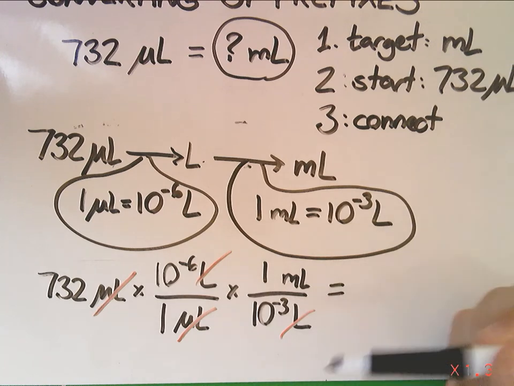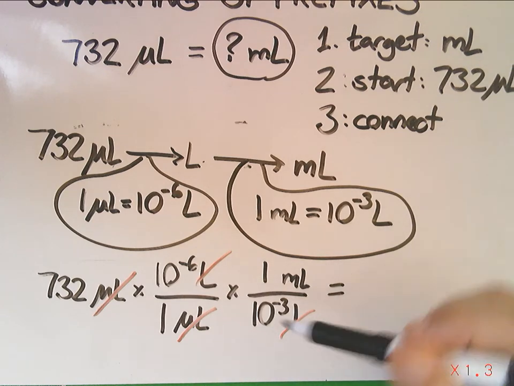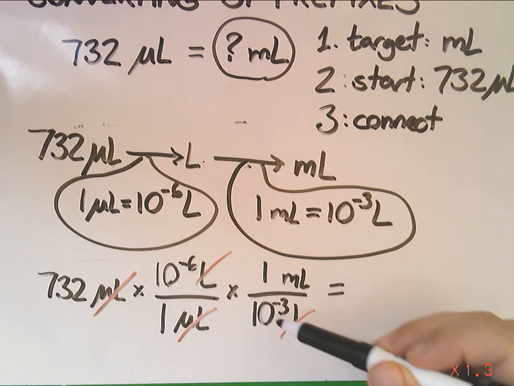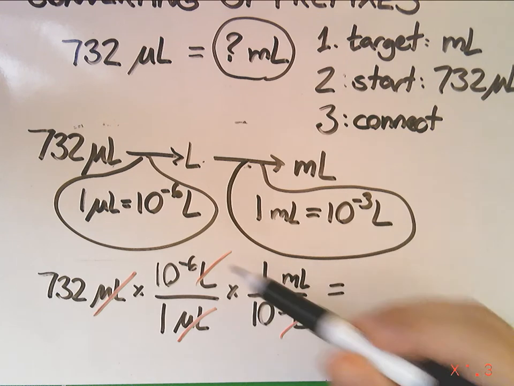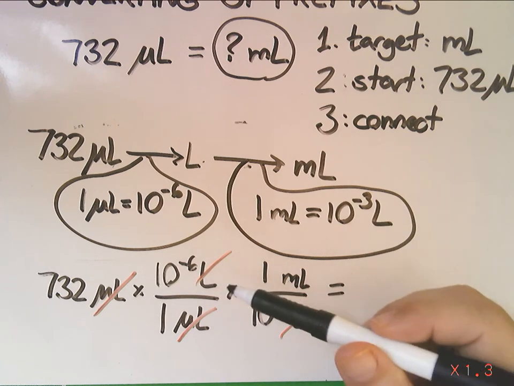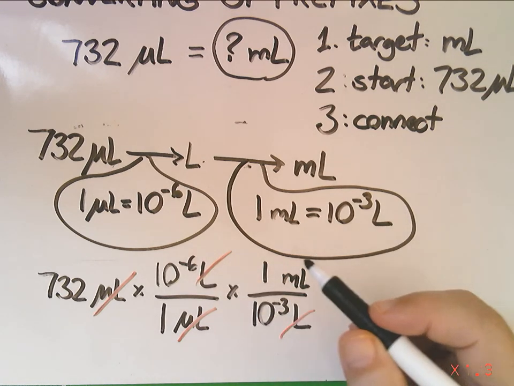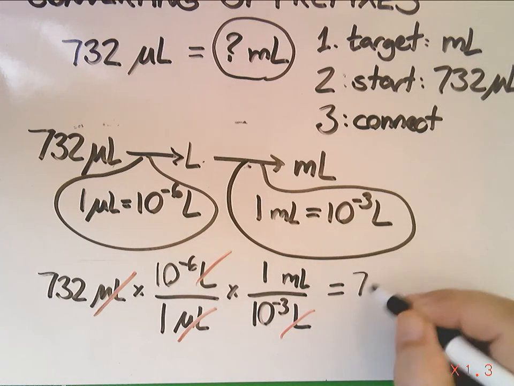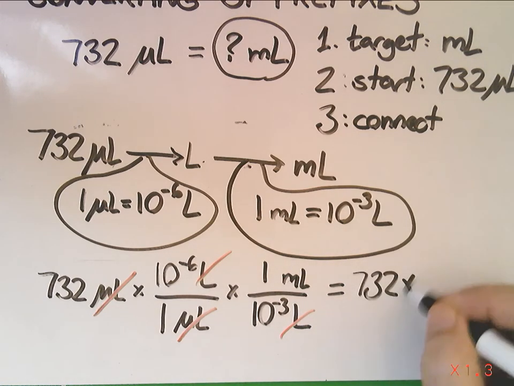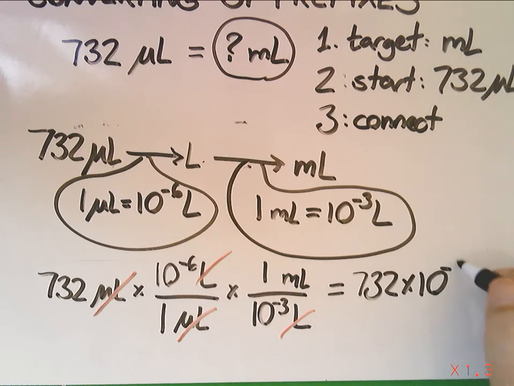Now, I could do this in my head. 10 to the minus 6 divided by 10 to the minus 3 is 10 to the minus 6 minus a minus 3. 10 to the minus 6 plus 3, which is 10 to the minus 3. So it would be 732 times 10 to the minus 3 milliliters.